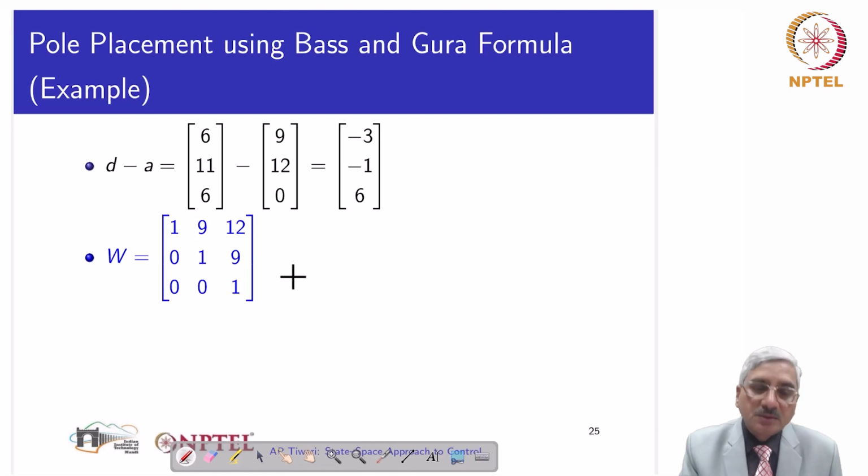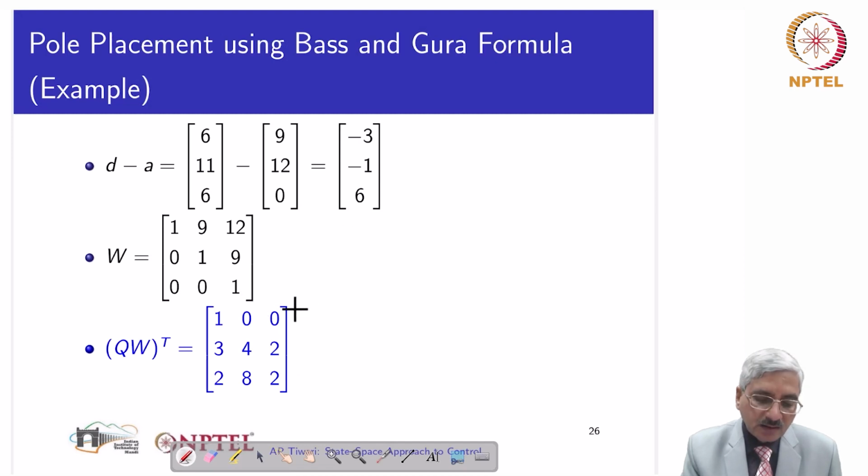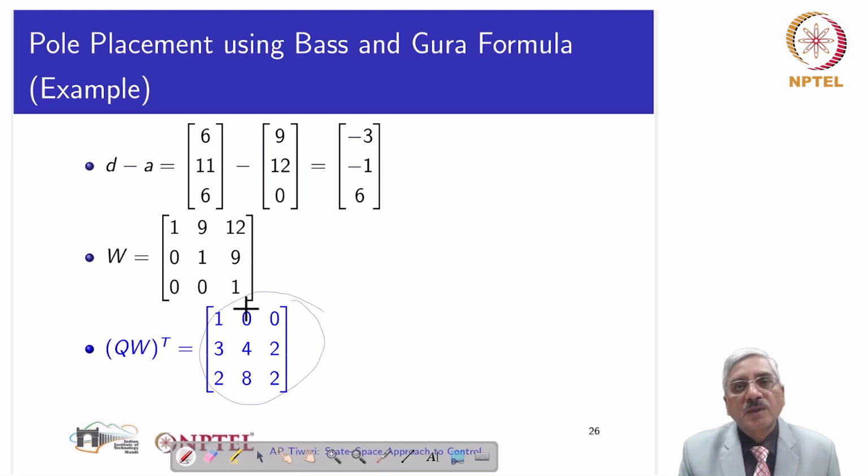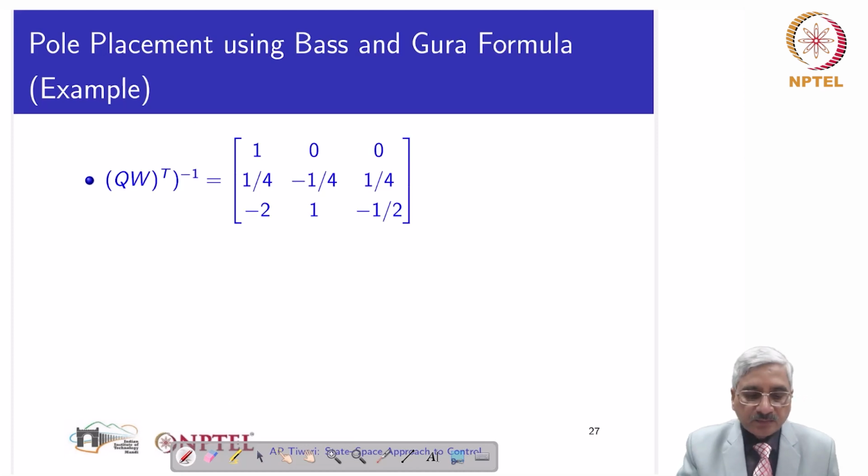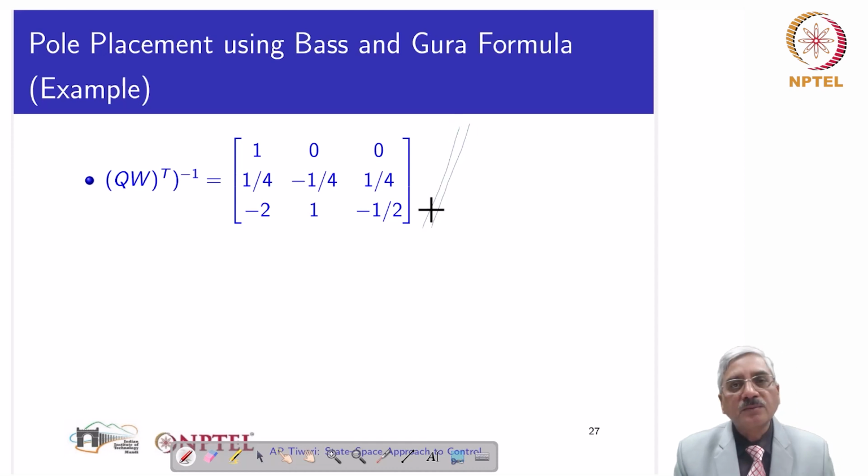And so W we are assembling next. So W is 1, then this A1 9, and this A2 12. A3 is not used. Then we push it by 1, so this 1 comes here, 9 comes here, and we again push it by 1, so 1 comes here. So we get the W. Now the next thing is to get the QW transpose. So if we multiply and take the transpose, we get this matrix for QW transpose, this 3 by 3 matrix. So we take its inverse, and this is the inverse of QW transpose.